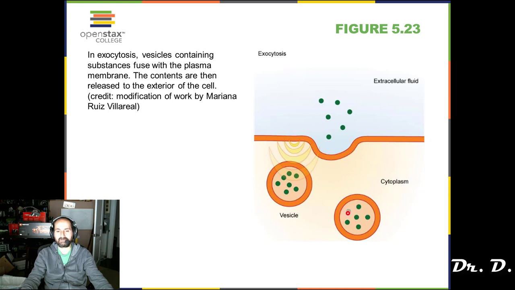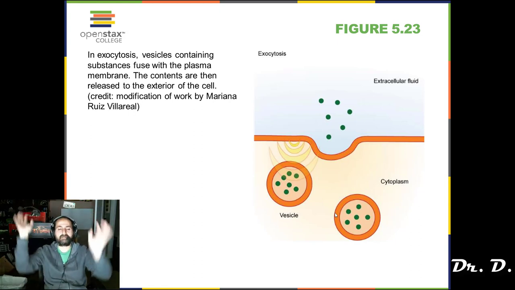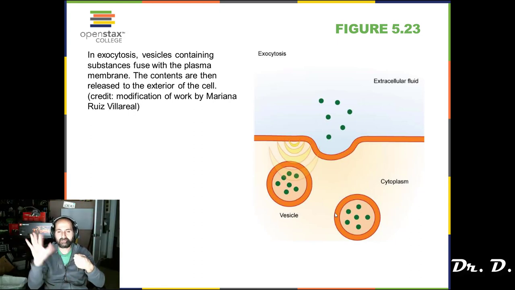And these green dots represent what? These green dots represent the cargo, whatever you're trying to expel out of the cell. It could be waste that you're trying to expel. It could be a neurotransmitter you're trying to expel from a neuron. It could be hormones you're trying to expel, whatever you're trying to get rid of in bulk.